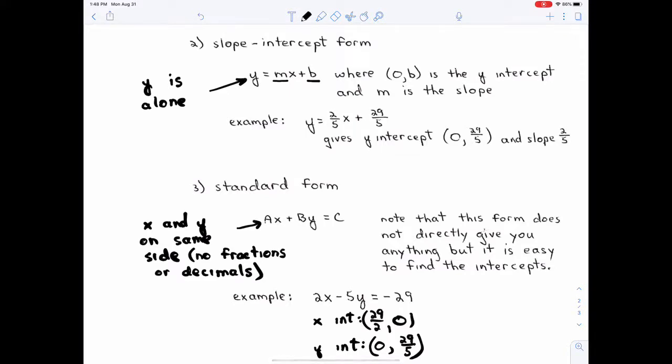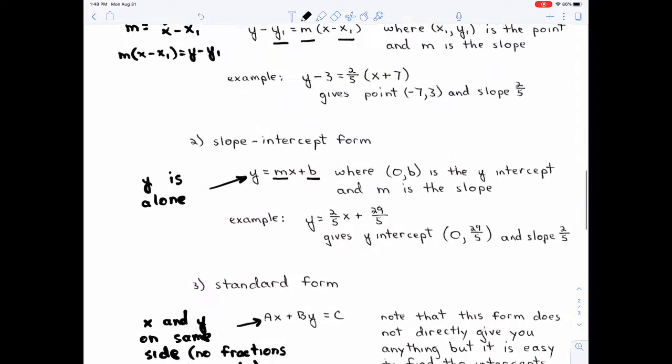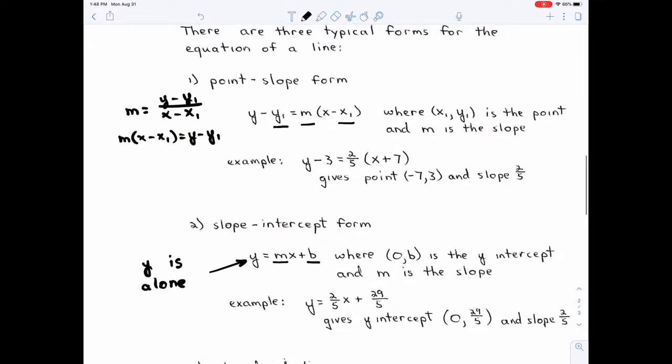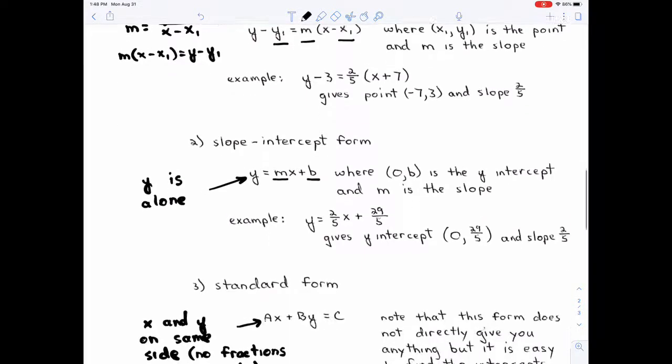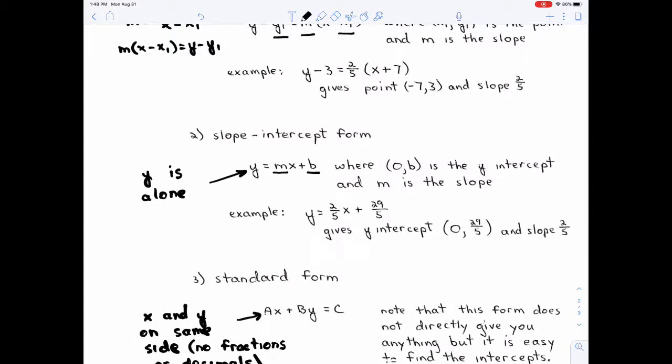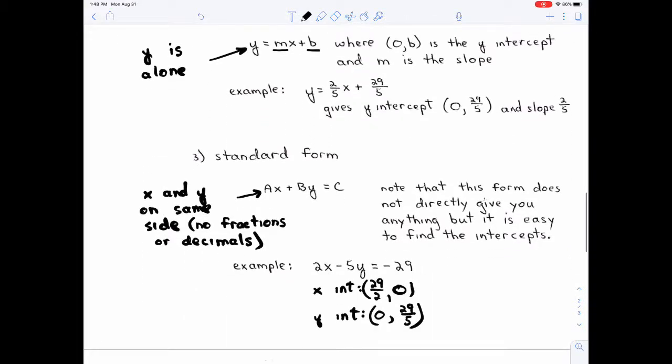Now, why does standard form usually not have fractions or decimals? Following reason. Okay, let's take a look at the point-slope form. If you get rid of fractions, you no longer have the slope, so it's no longer point-slope form. Slope-intercept form, you get rid of fractions, you no longer have the slope, so you no longer have slope-intercept form. Standard form, it doesn't tell you anything directly. So you can get rid of fractions and decimals and it's still in standard form, and it just looks neater. It's just easier to deal with.